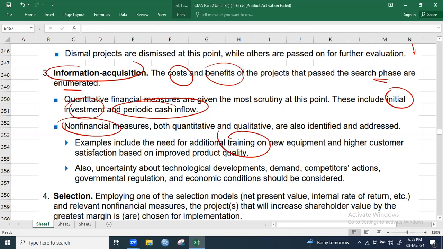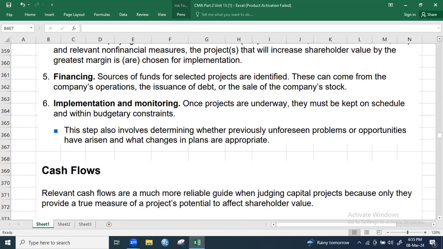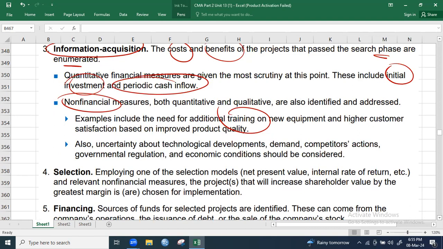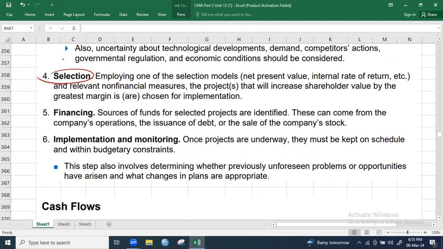And then the next stage, after information acquisition, is selection. Selection means, guys, here you are going to apply certain models, certain quantitative methods, simply to decide whether this machine will give you profit or loss, or how much time you need to recover the cost, whatever you are going to invest into this machine. So here different methods you can apply. I'm just using the words; these methods we will study in the future.